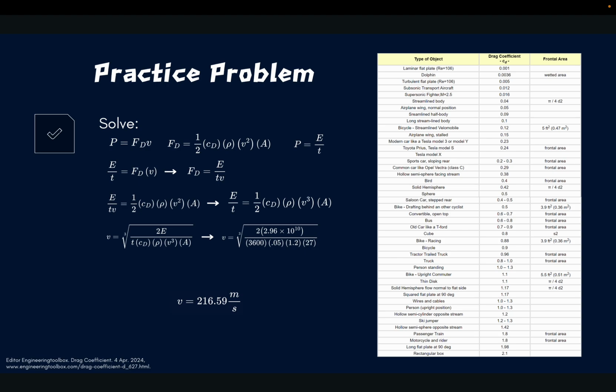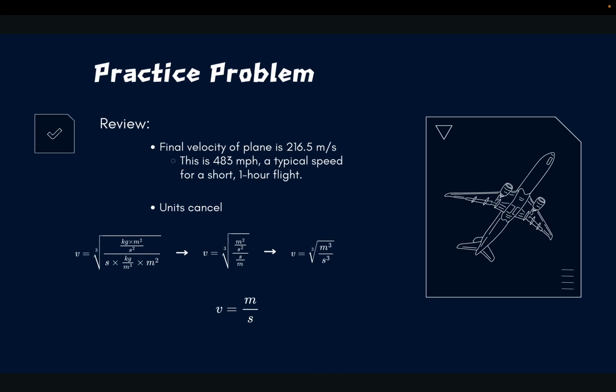Now let's double check our answer. We calculated a final velocity of 216.5 meters per second. Converting this to a more standard unit, we found that the plane was traveling 483 miles per hour. This is on the lower end of the spectrum of typical cruising speeds, but considering the flight was only 1 hour long, it is well within the normal range.